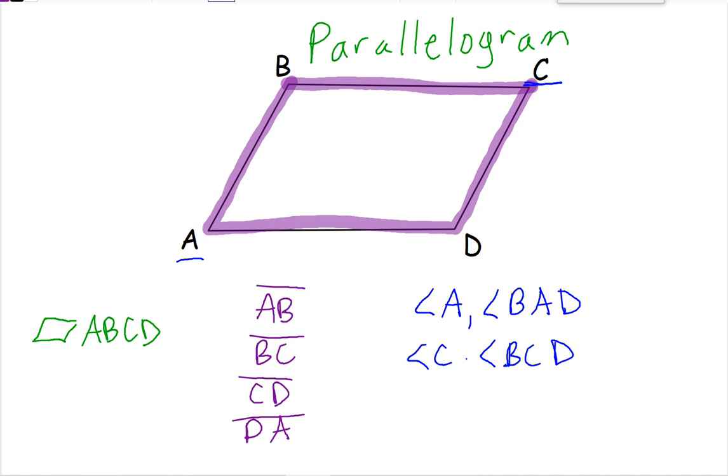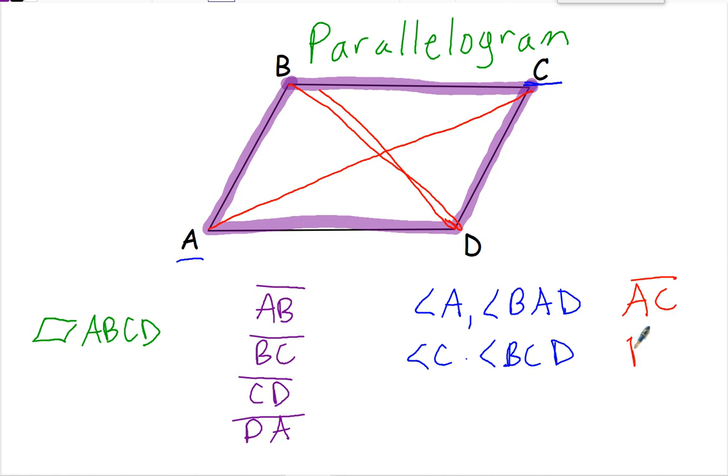Now I can draw diagonals on parallelograms because I can go from angle to angle straight across the center. So this diagonal would be called line AC. I could also put a second one going this way, there we go, which would be line DB. Okay.